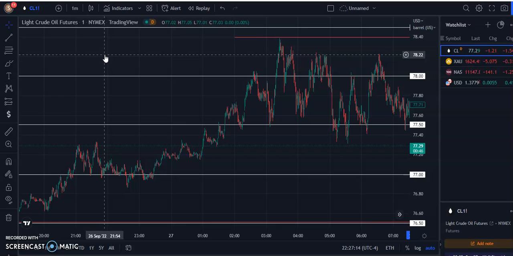Today I'm actually going to show you 3 trade setups that are exactly the same, but one is a high probability setup and the other two are just, well, setups, but very low probability setups. So, we're going to start with oil.